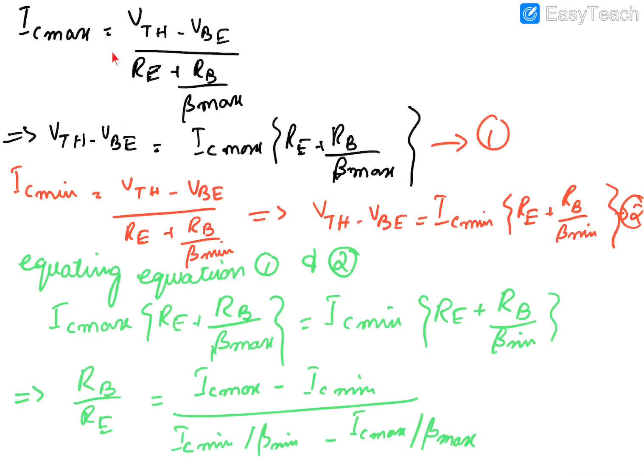From this you can find the value of IC maximum, which is proportional to beta maximum, and IC minimum, proportional to beta minimum. From this equation, V Thevenin minus VBE is equal to IC maximum multiplied by RE plus RB divided by beta maximum. Similarly, from the IC minimum equation, you can also find the value of V Thevenin minus VBE. Now you can equate both equations, equation number 1 and 2, and from this you can find the ratio RB over RE.